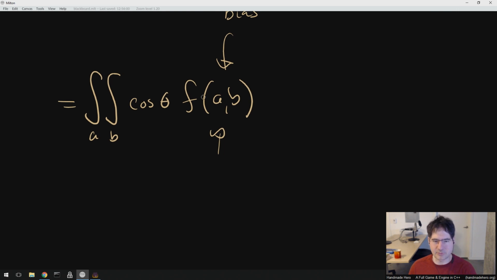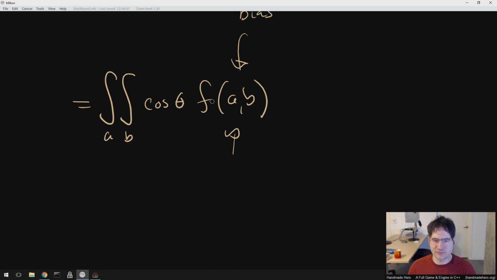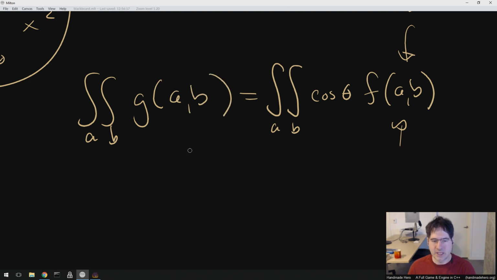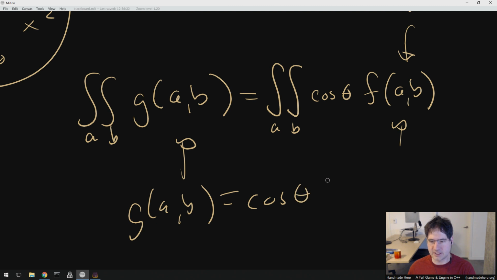Let me write that the backwards way because I think that would be a little better. So if this is the integral that we want, we essentially want to know what we would have to produce here, right? If we wanted these two things to be equal. So we want to take an integral of some function that will equal the integral of this function times the cosine theta, right? And so when you look at these two things, it just means that GA of B has to equal cosine theta FA of B, right?